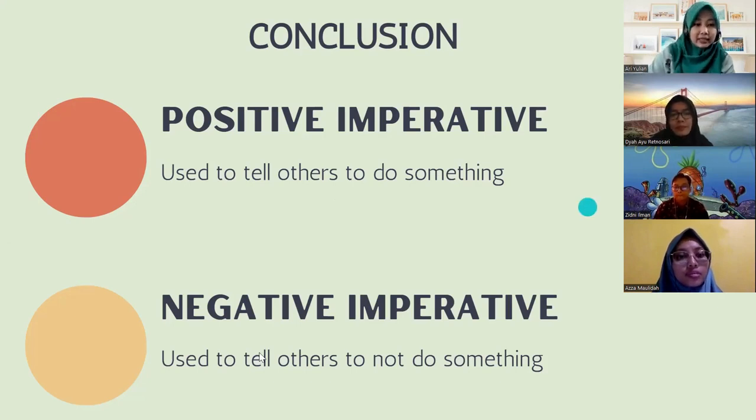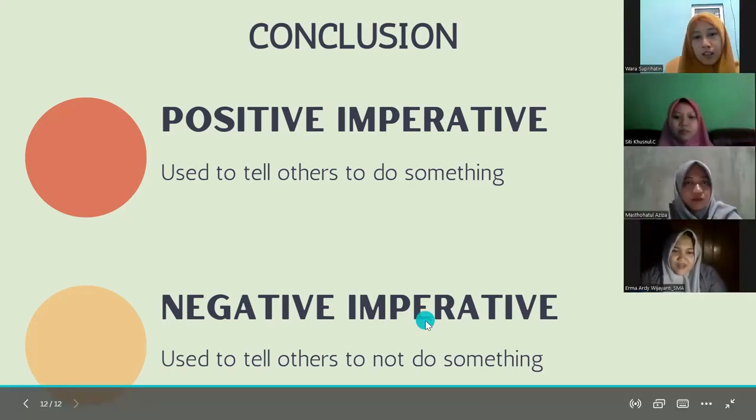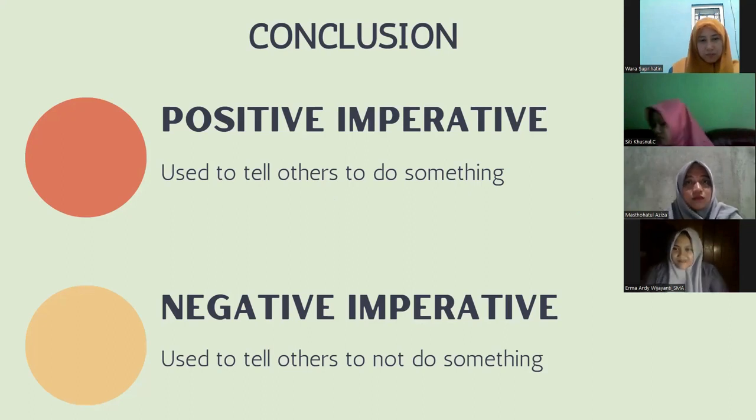Thank you, Ayu and Sydney. How about negative imperative? Who wants to read this? Use to tell others to not do something. Thank you, Woro. Negative imperative is used to tell others to not do something. Jangan. That's why we add don't at the beginning of the sentence. So positive imperative is verb 1 followed by noun, adjective, adverb. While negative imperative is don't plus verb 1 and then followed by noun, adjective, and adverb.